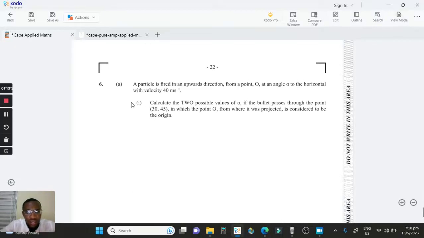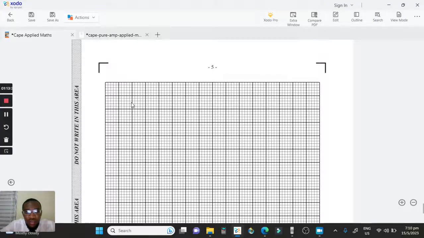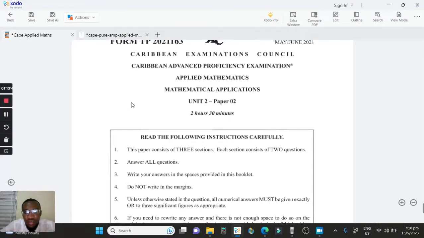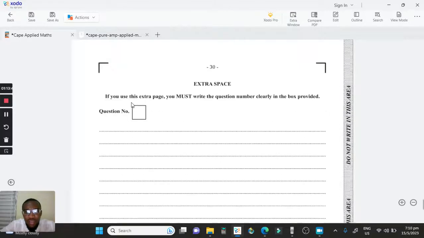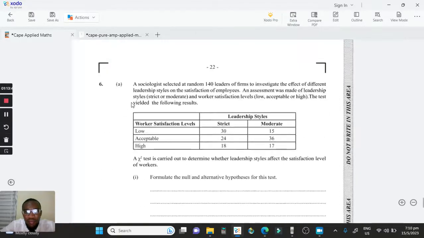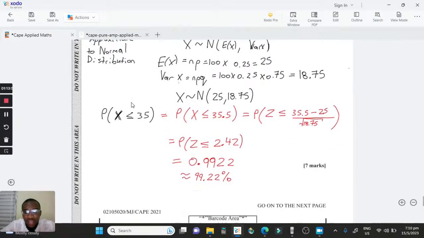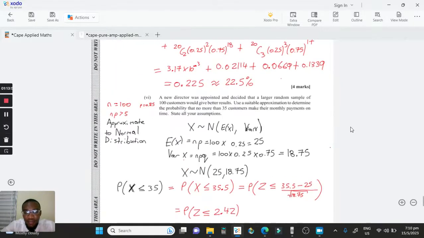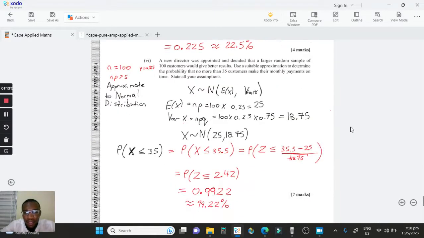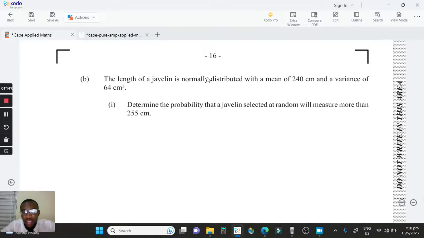Where are we? How did we reach unit 2? Alright guys, I just have to scroll back a bit. I'm at unit 2, I made some blunder there. So there's a 99.22% chance that that happened.